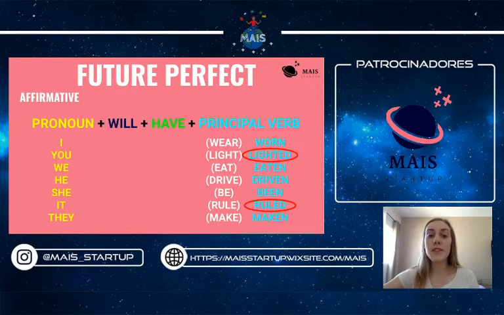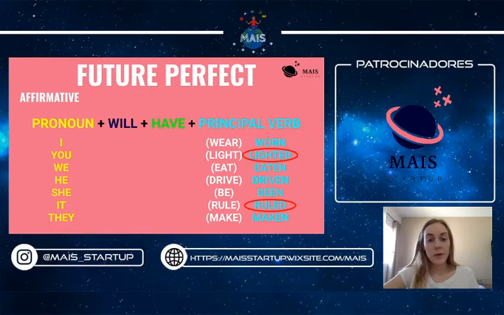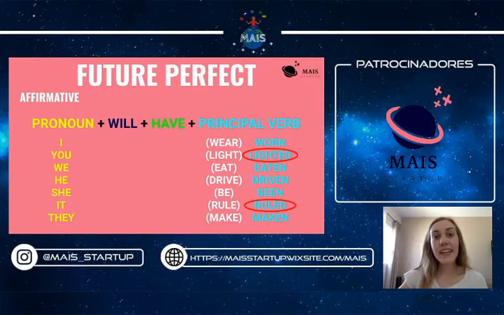In the affirmative part, we have the pronoun, the verb will, which is an auxiliary verb, have, which is also an auxiliary verb, and then the principal or main verb. So one example would be: I will have worn a t-shirt, or you will have lighted the lights. We will have eaten pancakes.